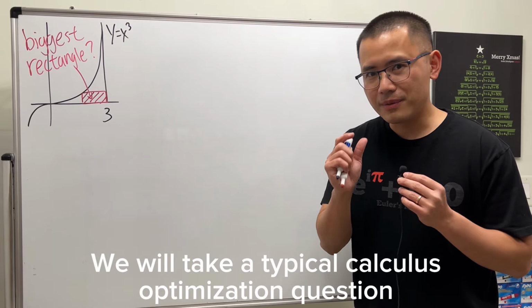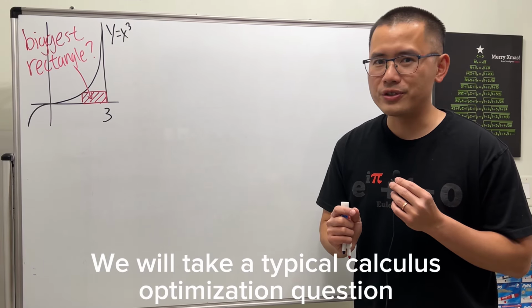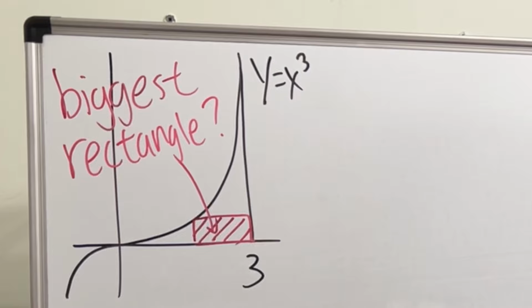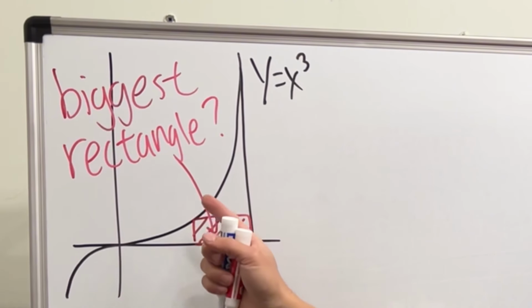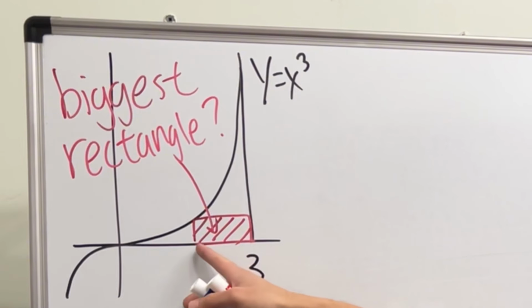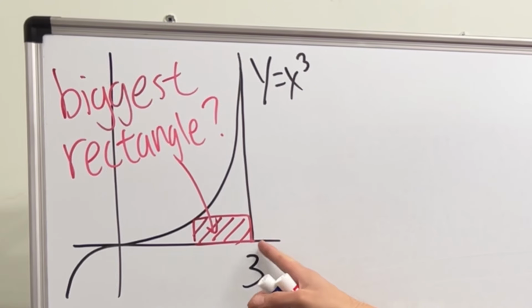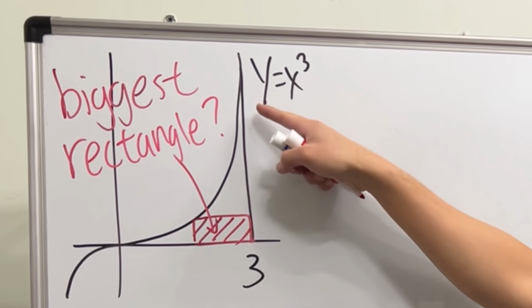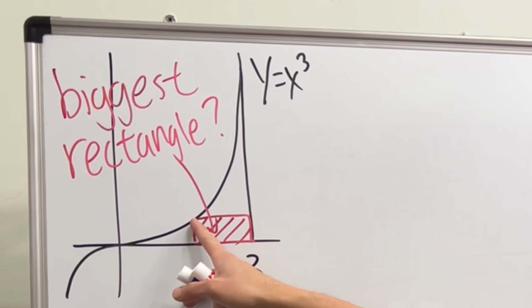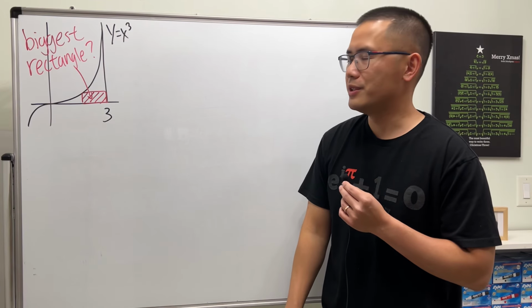Today, we will take a typical calculus optimization question, but we are going to solve it without using calculus. Here's the question. We are going to find the biggest possible rectangle under the curve y is equal to x cubed. As you can see, we have to have one side on the x-axis and the other side on the line x is equal to 3. And the top left corner has to be on the curve. So how can we do this?